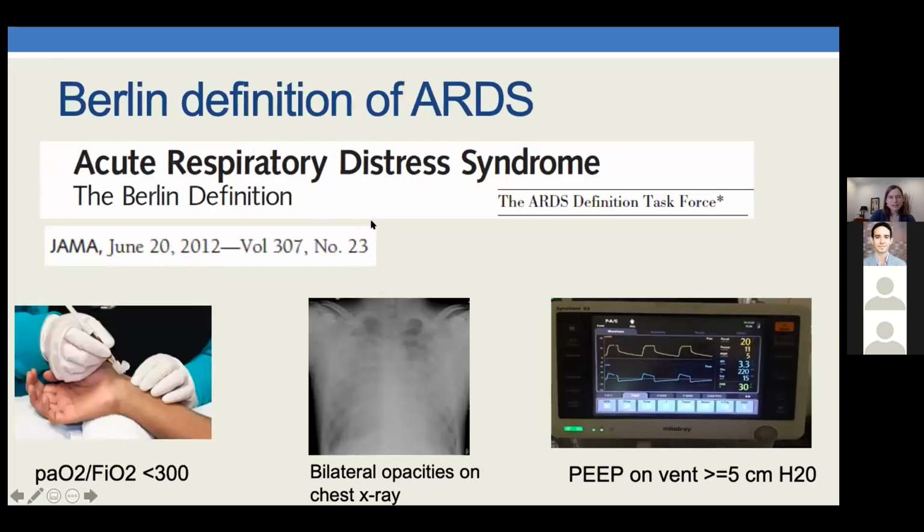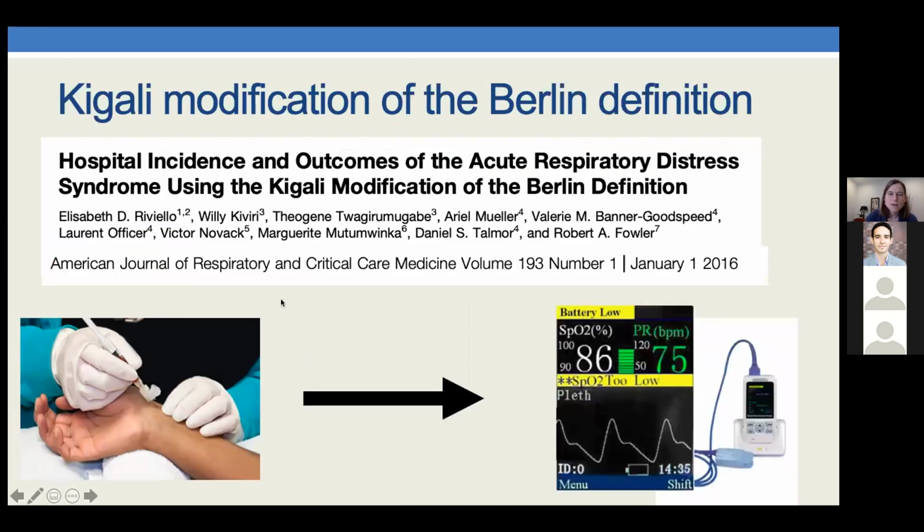The definition of ARDS that we currently use is called the Berlin definition, because it was formed by a group of experts in Berlin in 2012. And it requires blood gases to get a severity of hypoxemia, what we call a P to F ratio. It requires chest X-ray or CT scan in order to define it. You have to have puffiness on both sides of the lungs. And it requires the patient to actually be on a ventilator, whether non-invasive ventilation or invasive, in order to meet the definition of ARDS.